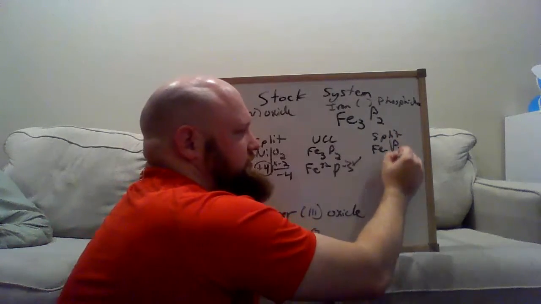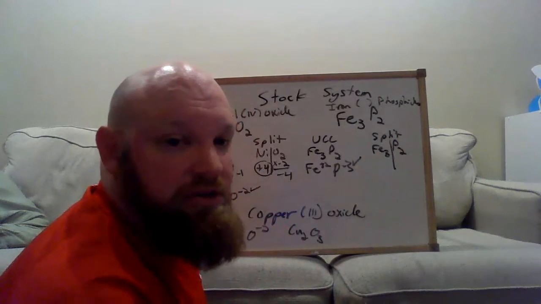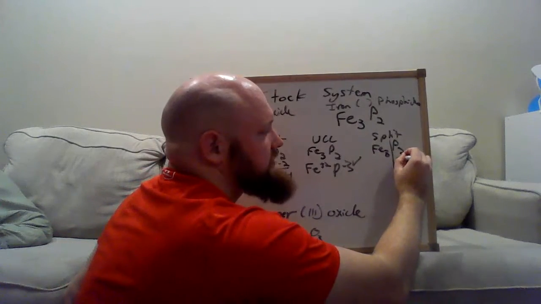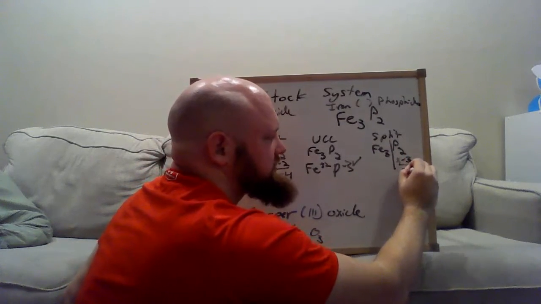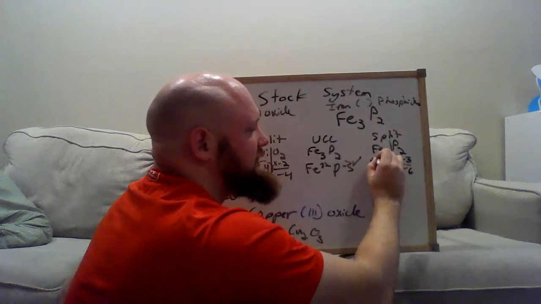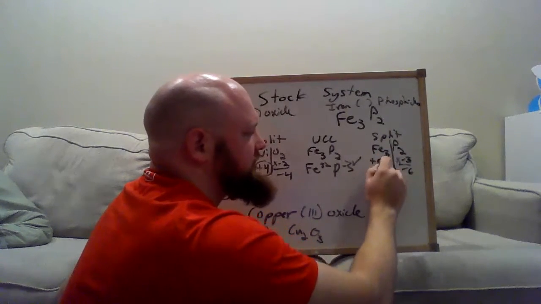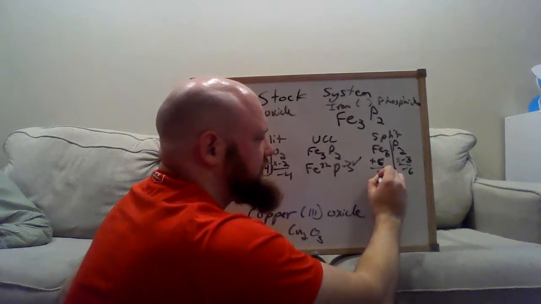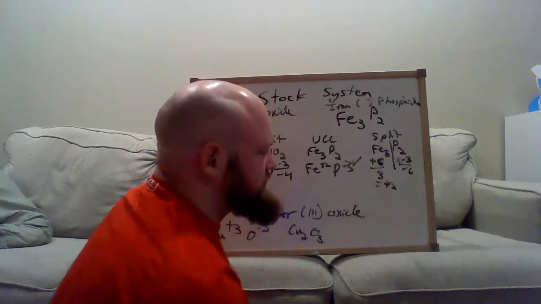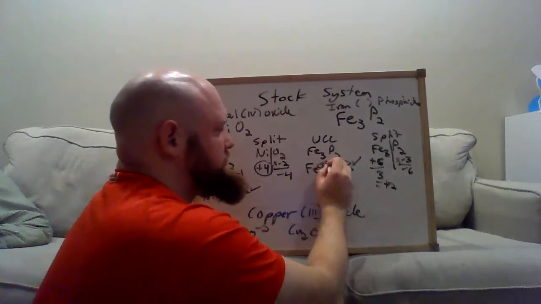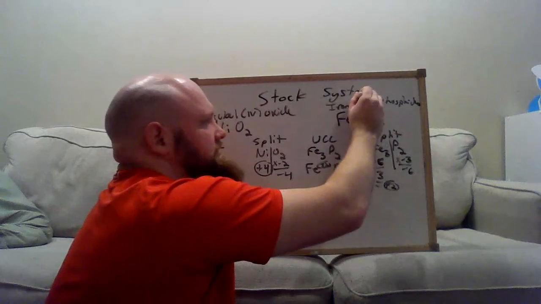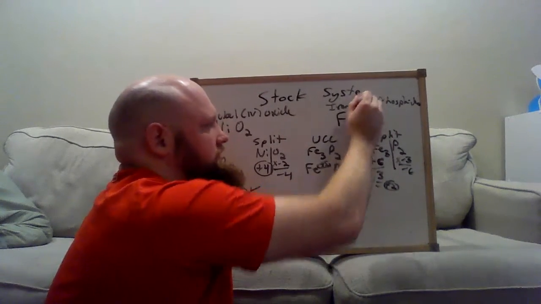Okay, we split it. So P, I have 2 of them. They're each minus 3. 2 times minus 3 equals minus 6. So therefore, this whole side is positive 6. But we have 3 of them. So 6 divided by 3 equals positive 2. And we line up either way, 2 or 2. So we're going to have iron 1, 2.